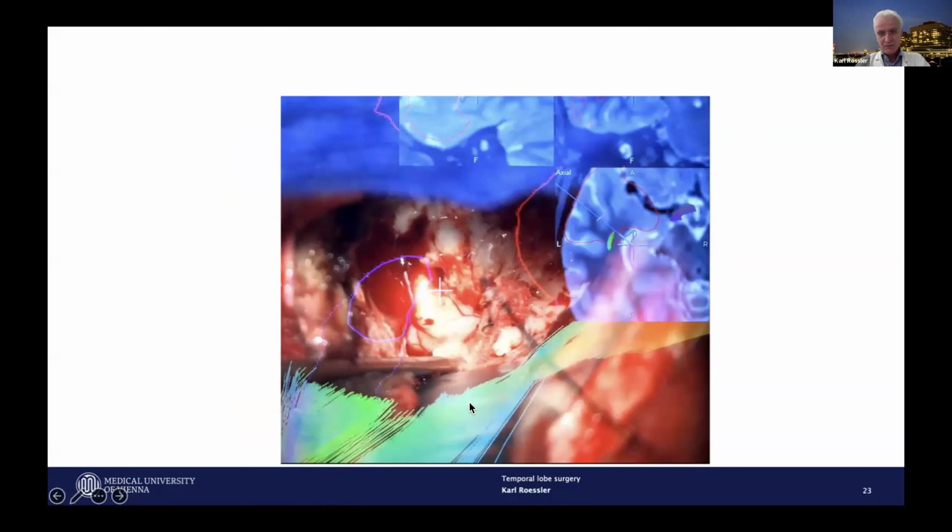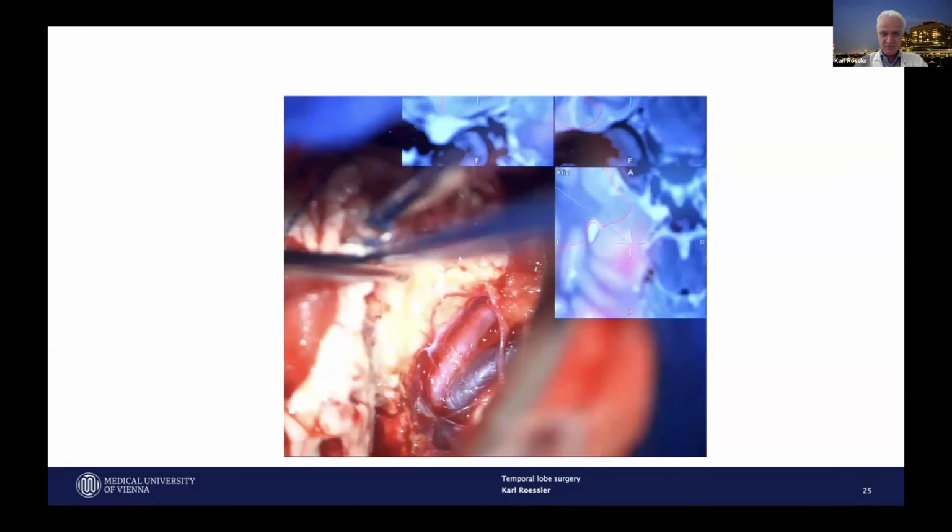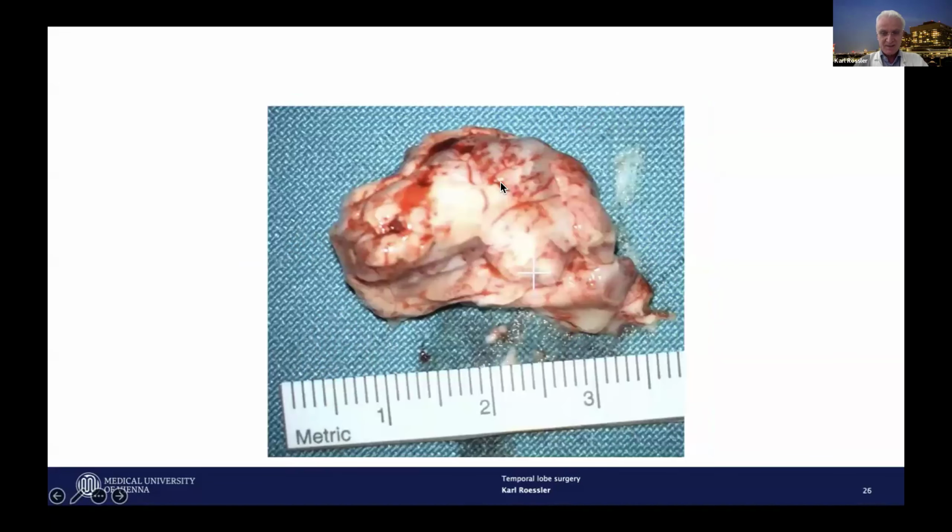You can include the fiber tracts of the optic radiation, which you can see here. And if you track your microscope, you see how far you can go behind without injuring the optic radiation. And this is maybe essential for the patient because this upper quadrantanopia is avoided. Here are the steps we already have seen. Here is the PCA, perimesencephalic vein, and the parahippocampal gyrus. And here's the block specimen.